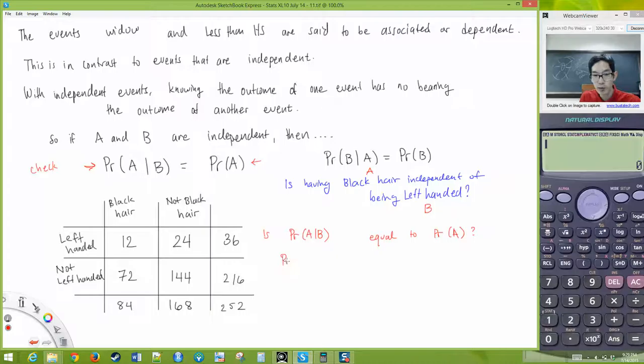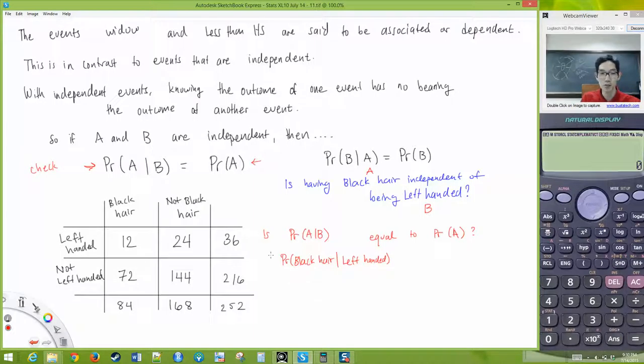What is the probability of A given B? This would be the probability of black hair given left-handed. What is the probability of having black hair given someone is left-handed? Not 12 and 12. Probability of black hair given left-handed. Okay, maybe we have to further explore this. So what is the probability of A given B? How do we calculate this?